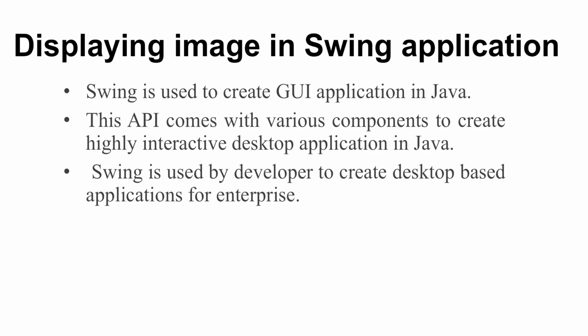The next topic is displaying an image in a Swing application. Swing is used to create GUI applications in Java. We have covered it in an earlier session also. It is an API, application programming interface, which comes with various components to create highly interactive desktop applications in Java. Here we use Swing to create desktop applications for the enterprise.